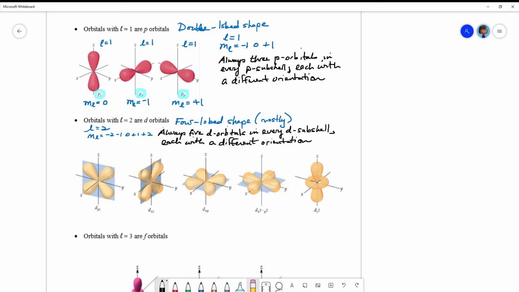Each with a different orientation. So when we think about those 5 lobes, what we can focus on is which lobes are between which axes. For example, right here, the 4 lobes are lying between the z-axis and the x-axis, and this is why this orbital is sometimes called the dxz orbital. Whereas this orbital here has the 4 lobes lying right in between the x-axis and the y-axis, which is why it's called the dxy orbital.